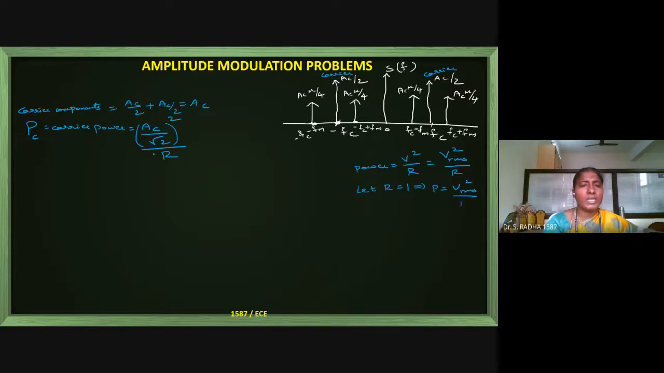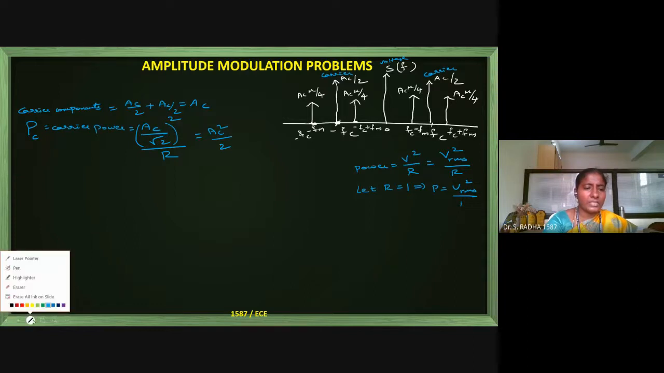Okay. Similarly, if I take R value 1, this Ac is nothing but voltage only. On the Y axis, it is nothing but voltage only. Ac height is voltage. Now this will become Ac square divided by 2, which is the carrier power. Now, next I will go with the upper side band.